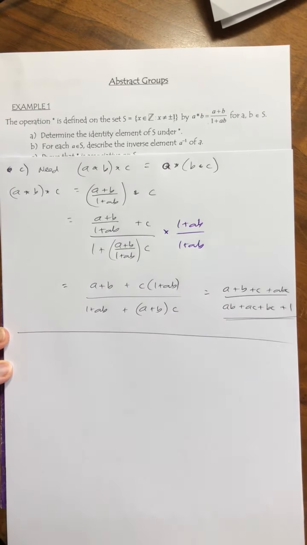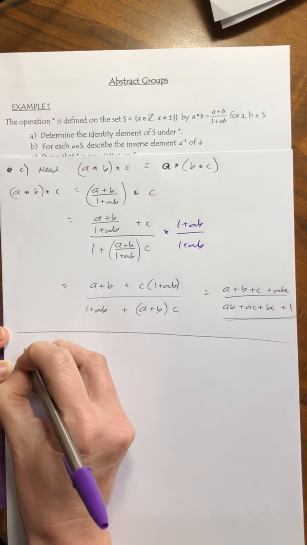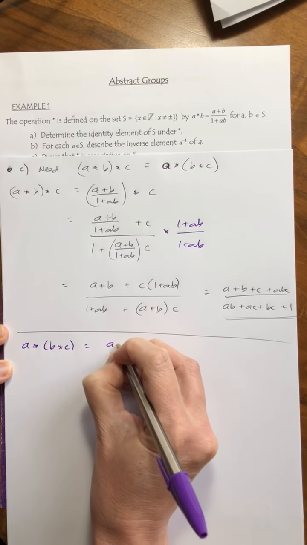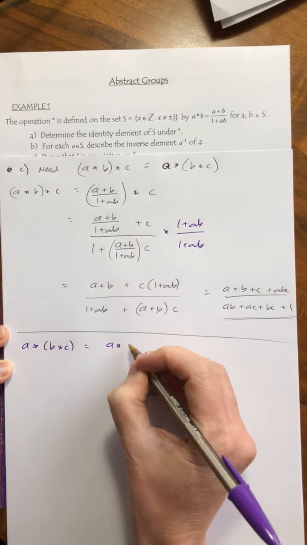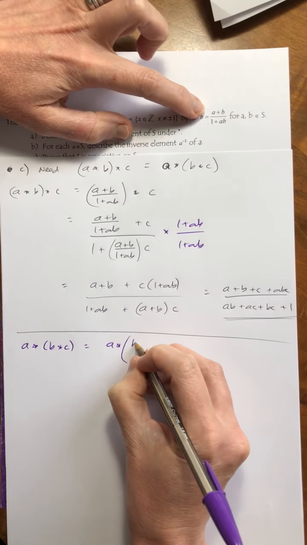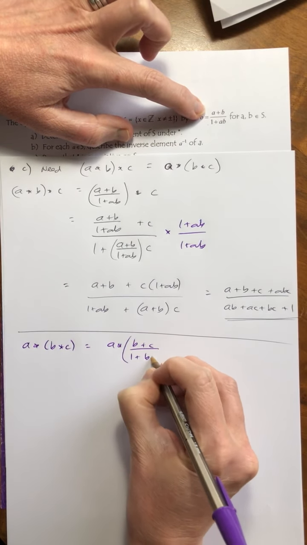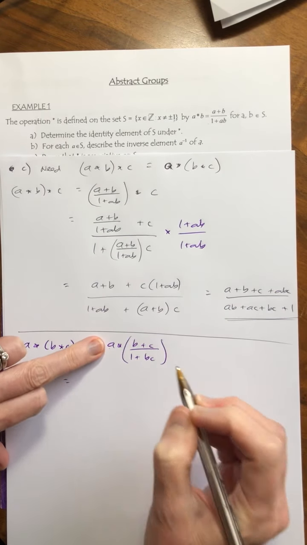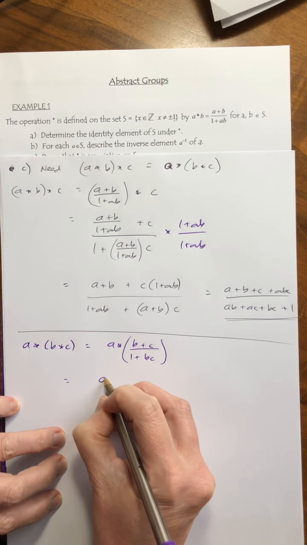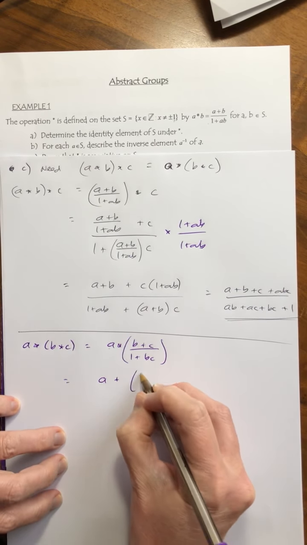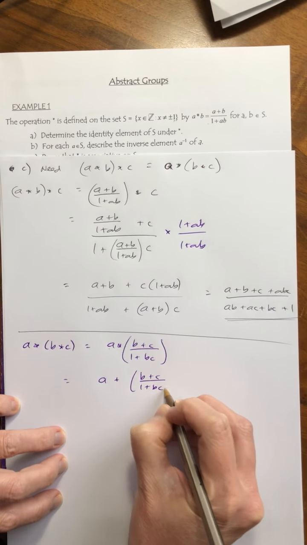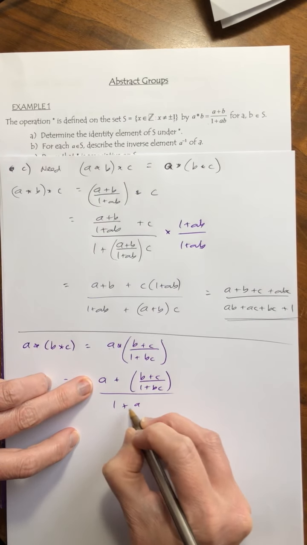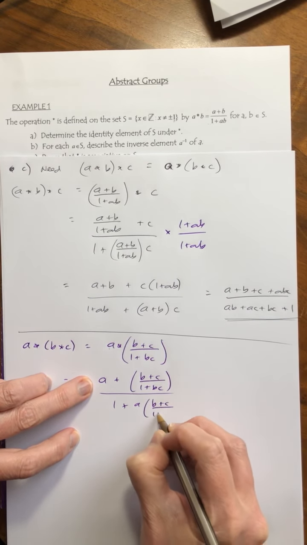So let's do the other one. So I've got my A starred with B star C. So I'm going to just plonk the A there and write down that result, but with B's and C's in. So I'm going to have the sum on the top and 1 plus the product on the bottom. Now, doing that, I have the sum on the top, so that's going to be A together with the whole of that. And then I've got 1 plus the product on the bottom. So 1 plus A multiplied by the whole of that.